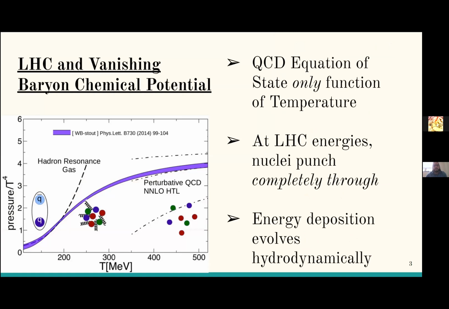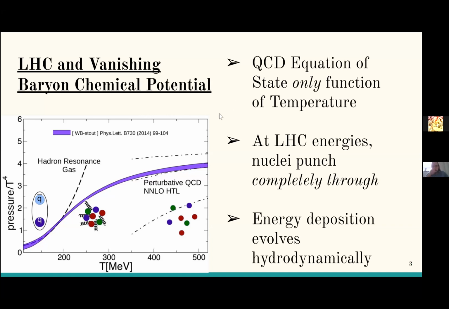If I want to talk about a far from equilibrium search for the QCD critical point, I need to start talking about far from equilibrium hydrodynamics. And I think the best way to do that is to start where we know it best, which is at LHC and vanishing baryon chemical potential. At those really high energies, TeV scale, you have nuclei that punch completely through each other and leave a deposition in their wake. That deposition is just some deposition of energy and evolves hydrodynamically. It has, on average, a net zero baryon density, so zero baryon chemical potential, which means that we can calculate it on the lattice, right?